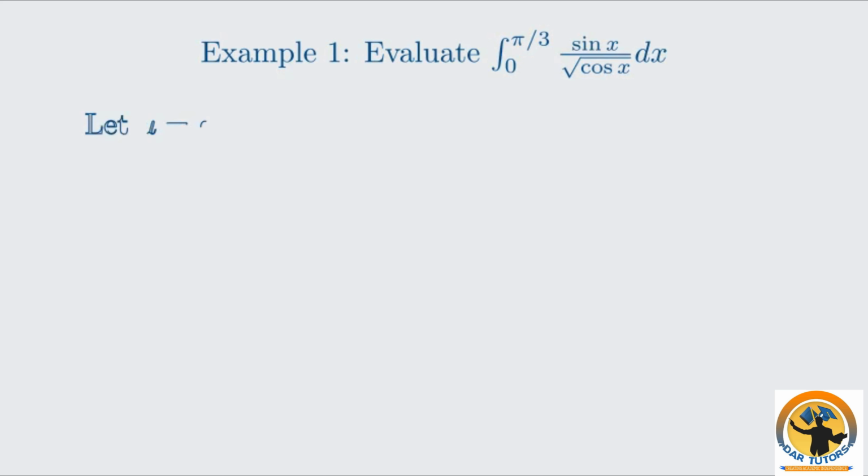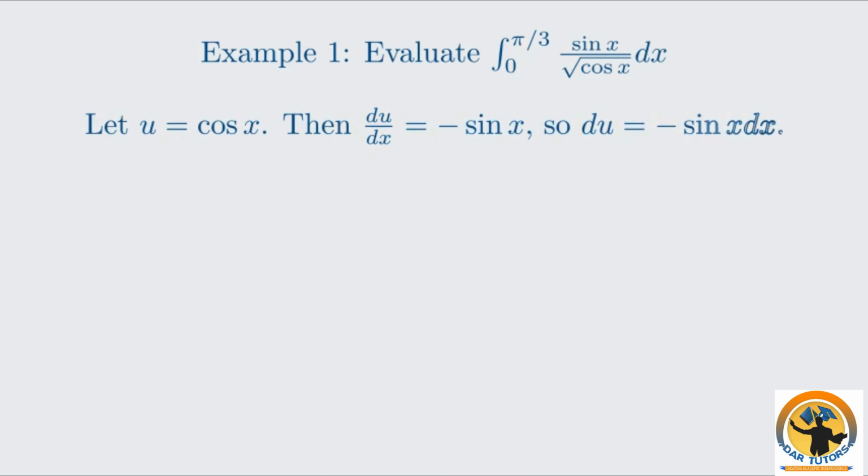Our first example is to evaluate the definite integral of sine x divided by the square root of cosine x from 0 to pi over 3. This integral requires a substitution. Let's choose u equals cosine x. The derivative of u with respect to x is negative sine x. Rearranging this gives us du equals negative sine x dx.